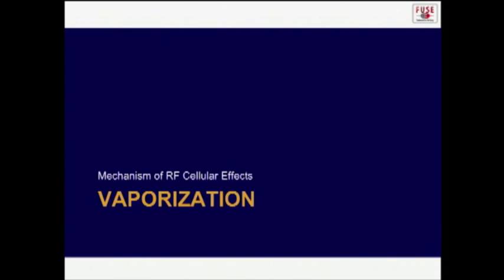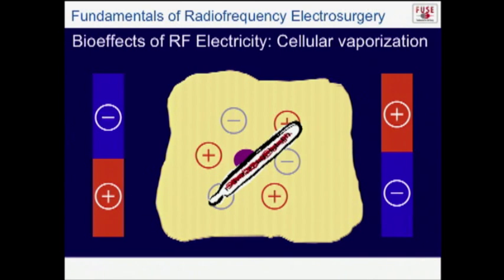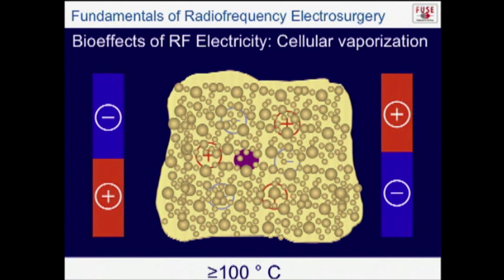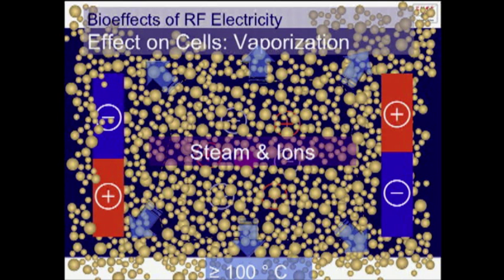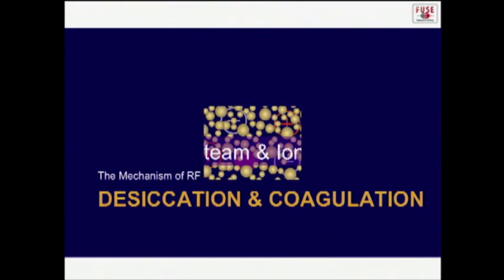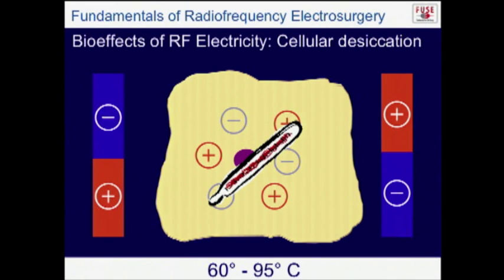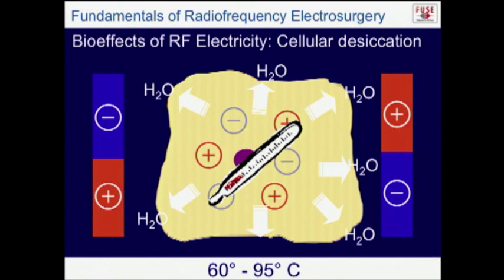So what are these differences? Well, let's look at vaporization. So remember, we have this oscillation going on, and if we get our temperature at or above 100 degrees centigrade, we've already damaged the cellular membrane, and then we have this liquid gaseous conversion with massive volumetric changes, and so as a result, we get vaporization. And so we get this plasma cloud of steam and ions.